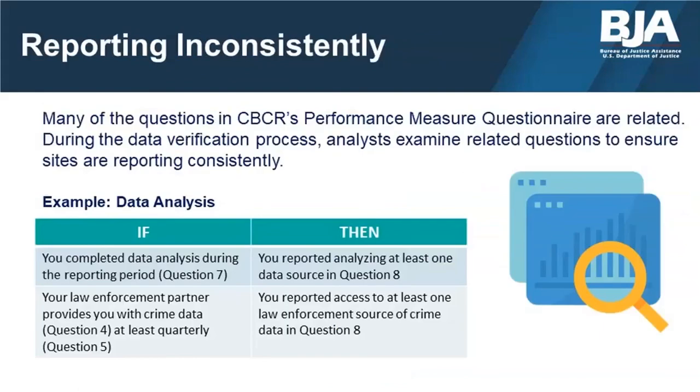Many of the questions in CBCR's performance measure questionnaire are related. During the data verification process, analysts examine related questions to ensure sites are reporting consistently. Here are 2 examples from CBCR's data analysis questions. If you report conducting data analysis, you should also report analyzing at least 1 data source in the next question. Similarly, if you tell us that you receive crime data from your law enforcement partner at least quarterly, which you'll indicate in questions 4 and 5, then you should also be reporting that in question 8.